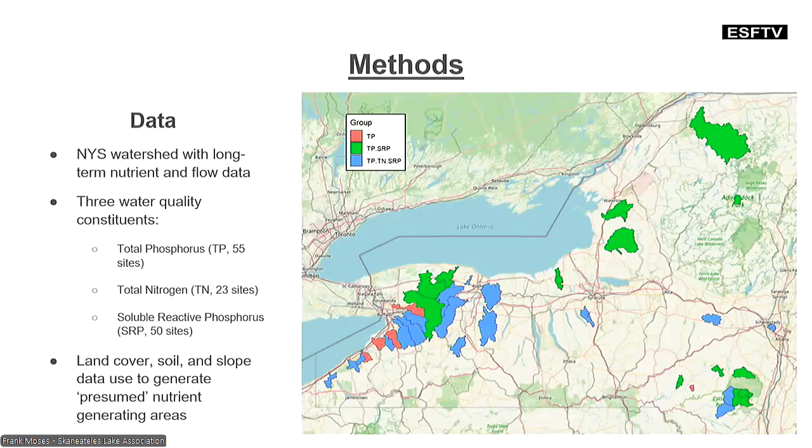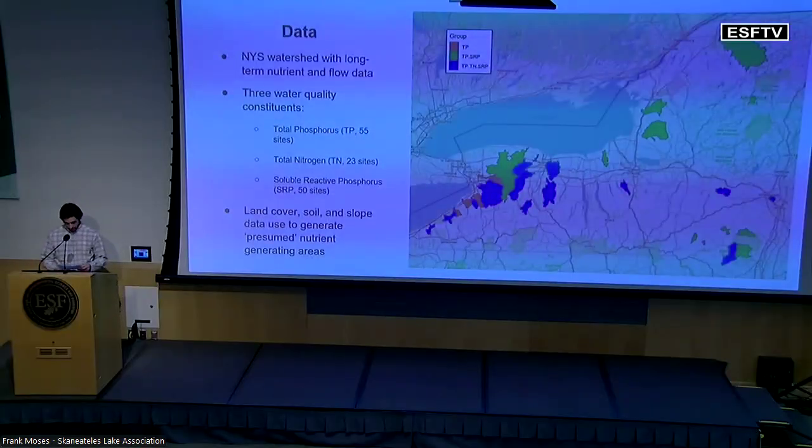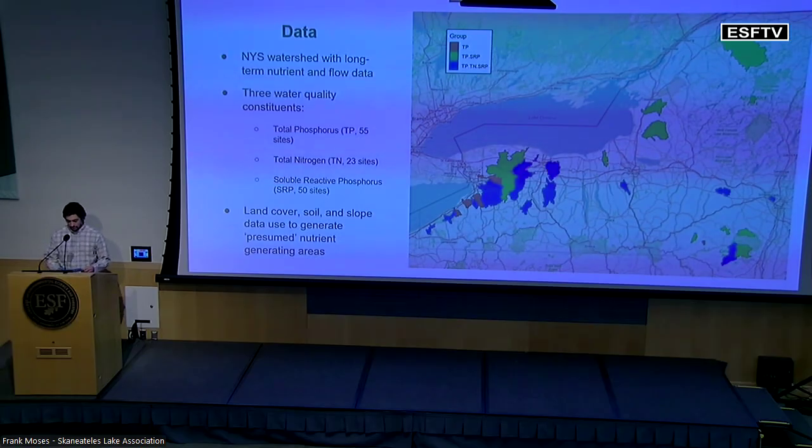And so these three constituents are important macronutrients that are linked to harmful algal blooms, with SRP representing the fraction of TP that is immediately available for uptake by the algae. Land cover, soils, and slope information were used to generate watershed characteristics, including this term that I'm going to introduce now, which is presumed nutrient generating areas.